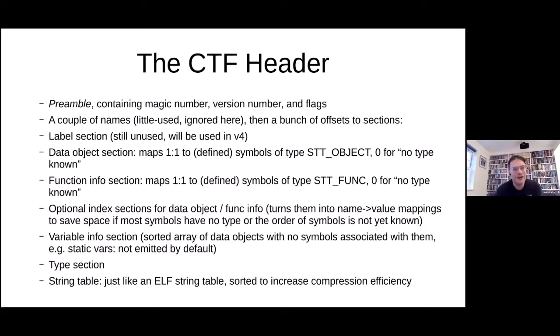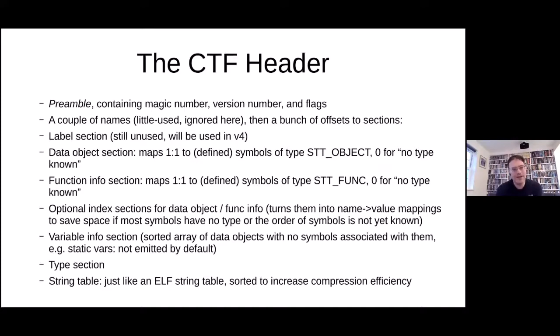Before the linker runs, we don't know the order of the symbols, and we don't even know which symbols will exist in the output. We need to be able to communicate between the compiler and the linker, and so for that we have an index section for both of the data objects and function info sections, which you can use to say, rather than working in symbol table order, use the index section just to assign a name to each of these symbols, and then you can just look up a symbol by name. In practice, you'll probably very rarely see this outside after linking has happened, and the libctf API completely abstracts this all away, so you never need to pay attention to it. But the option is there.